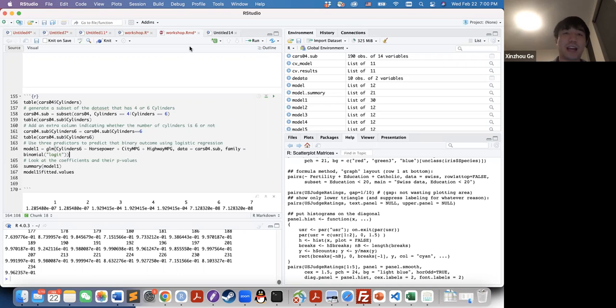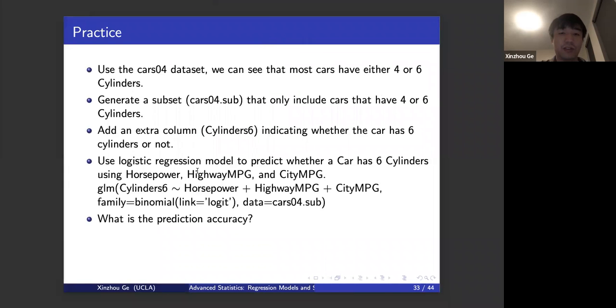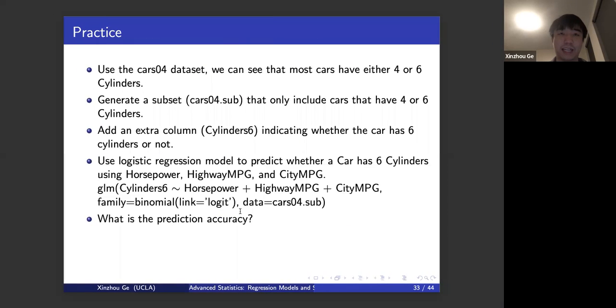Okay, so maybe I can give you another task, the final task. For those of you who have finished, you can go to the last question. What is the prediction accuracy for this logistic regression? I will not show you how to do this. Maybe you can calculate the accuracy yourself, and you can type your answer in the chat box once you have finished. So what's the prediction accuracy?